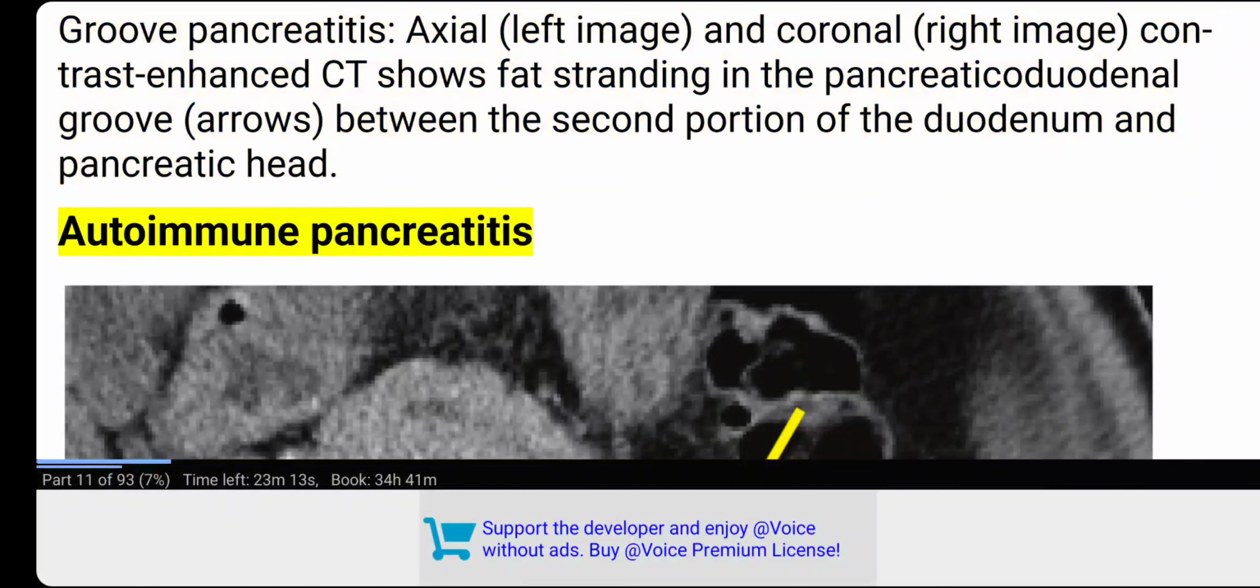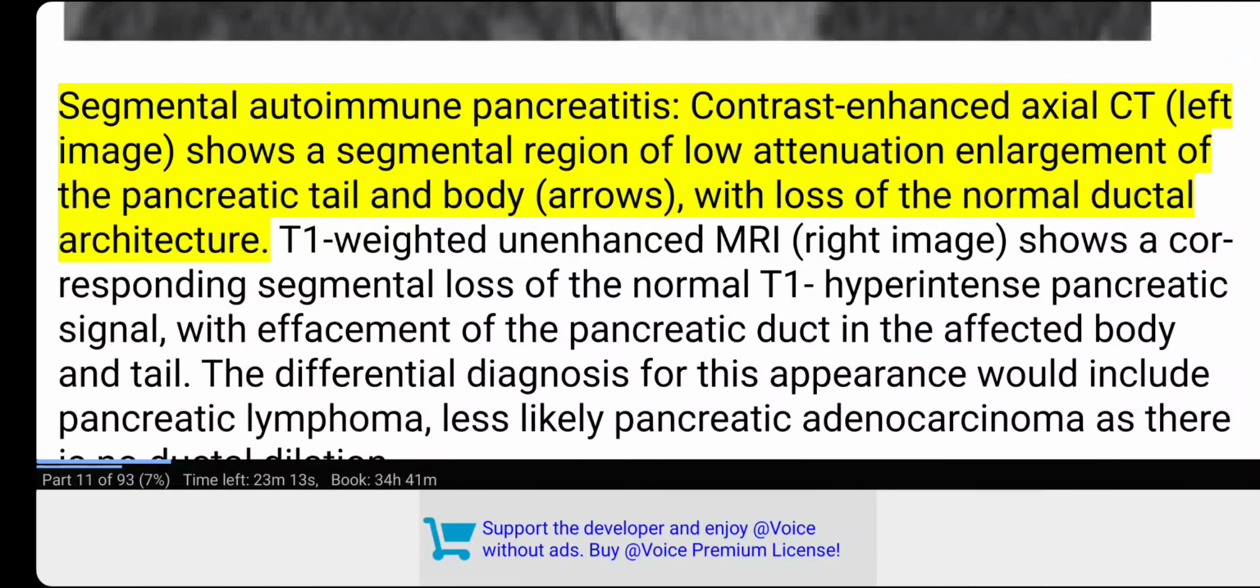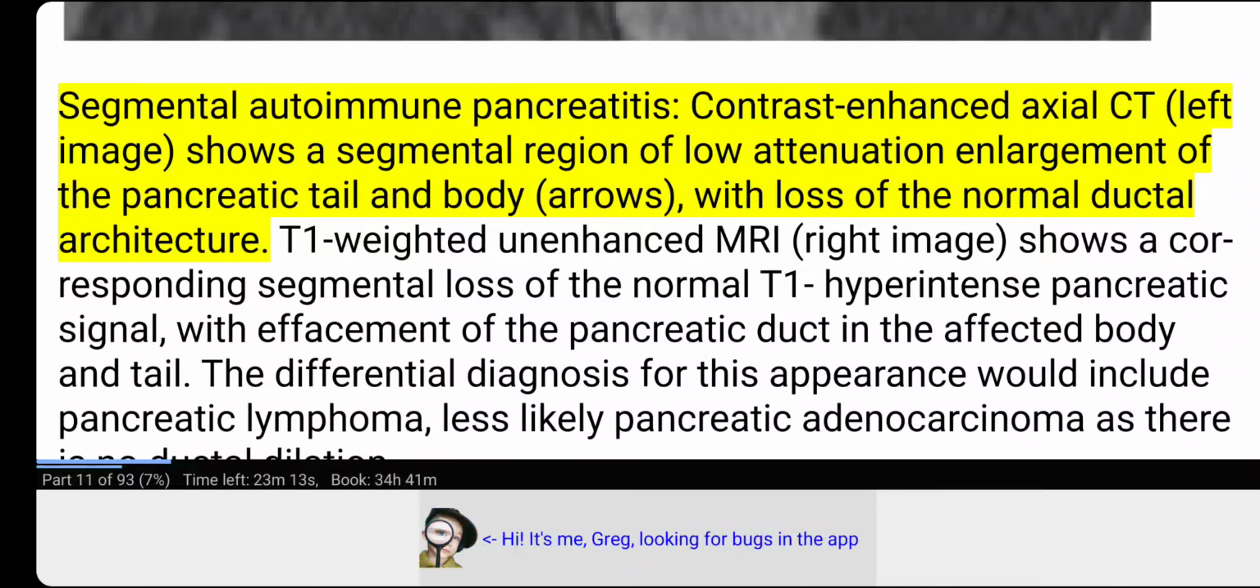Autoimmune pancreatitis. Segmental autoimmune pancreatitis. Contrast-enhanced axial CT, left image, shows a segmental region of low attenuation enlargement of the pancreatic tail and body, arrows, with loss of the normal ductal architecture. T1 weighted unenhanced.